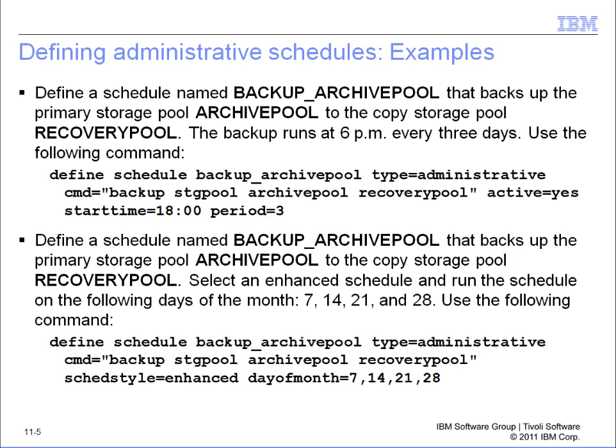The second example is showing how to schedule the backup archive pool that backs up your archive pool to recovery pool. But this time we want to use an enhanced schedule and run the schedule on the 7th, 14th, 21st, and 28th of every month. The command, define schedule, the name of our schedule, backup archive pool, type equals administrative, and our command, in quotation marks, style equals enhanced. This is using the calendar-based scheduling. So style equals enhanced, day of month equals 7, 14, 21, and 28.